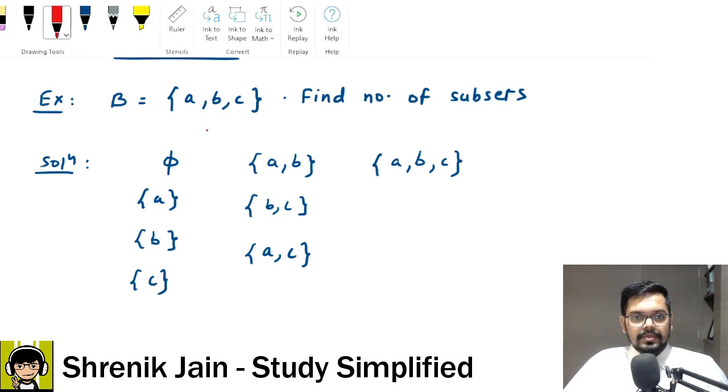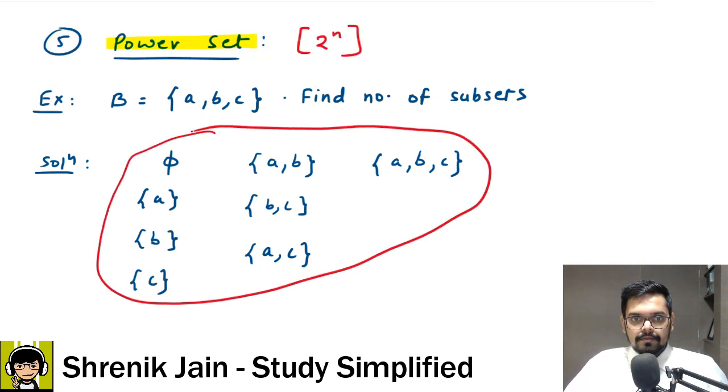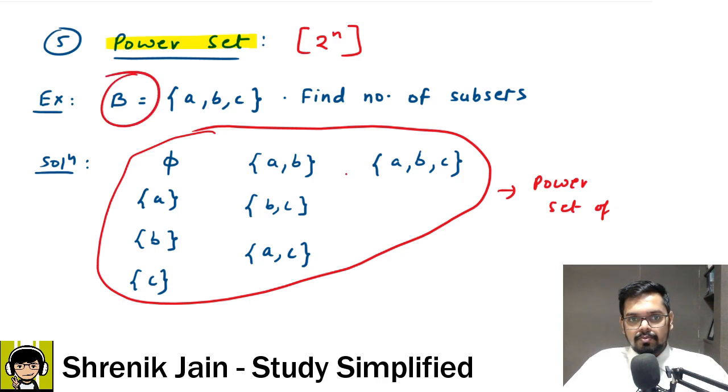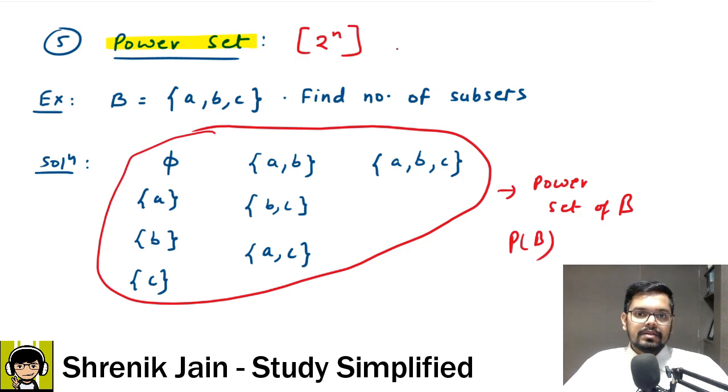Now all these subsets are actually known as the power set. It is known as the power set of A, also represented as P of A. What is P of A? Power set of A, which is all the subsets. And what is the formula? The formula is 2 to the power n, where n is the number of elements in A. Okay, here I should not say A because we have considered the set as B. So power set of B, the symbol would be P of B, and the formula is 2 to the power n to figure out how many subsets can be created from the superset, right?